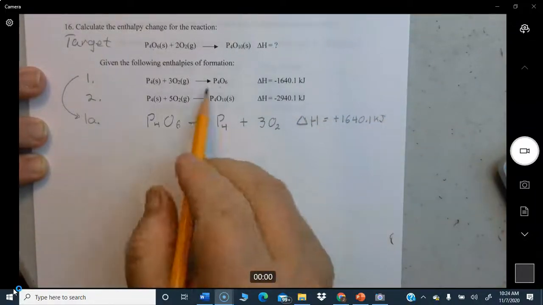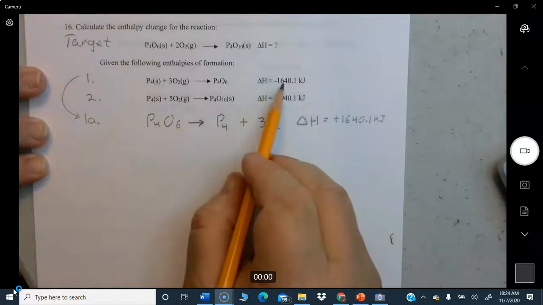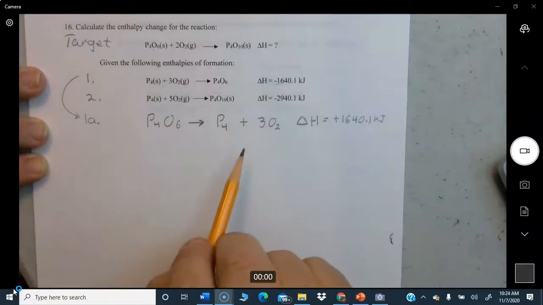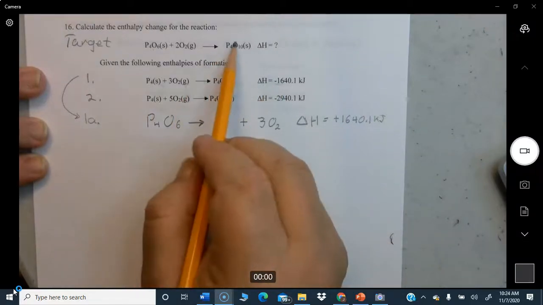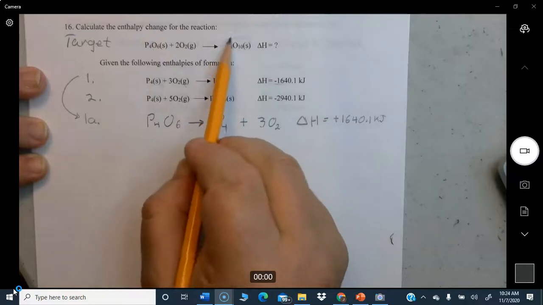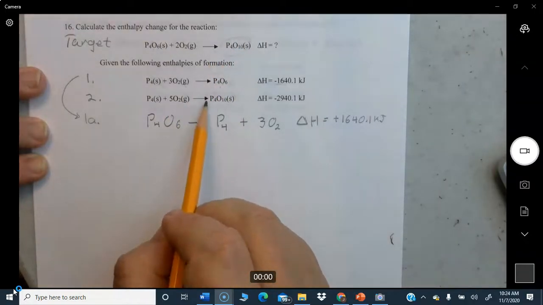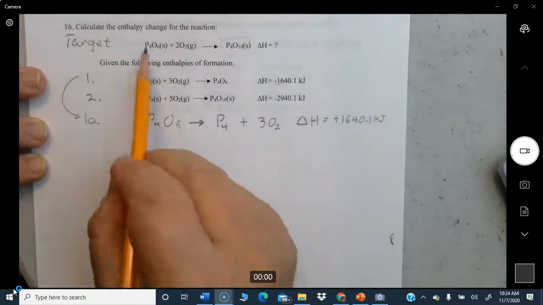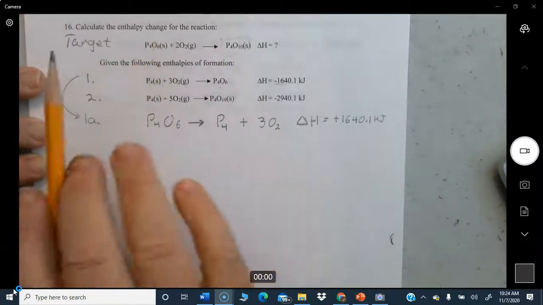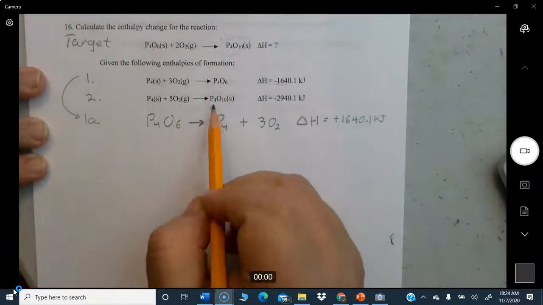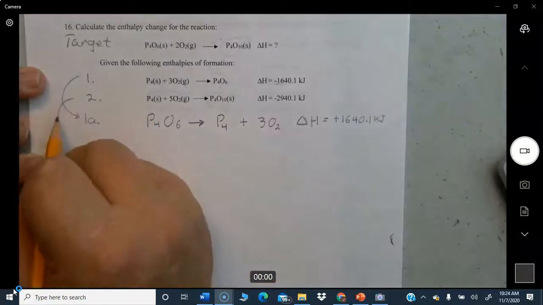Okay, so we reversed this equation right here, so we had to change this to a positive 1640. P4010 is on the right side of the target, and in equation number 2, it's on the right side as well. And it's the same number of moles, and I should have pointed it out for P406, same number of moles, so you didn't have to multiply by anything. So that means we're going to leave equation number 2 alone.